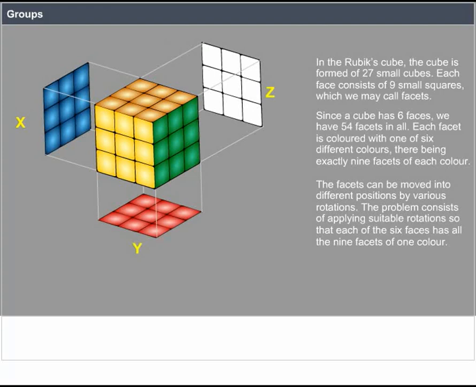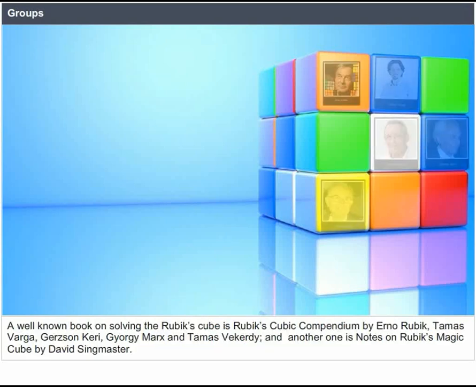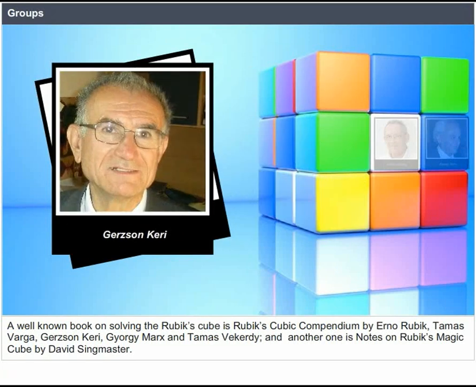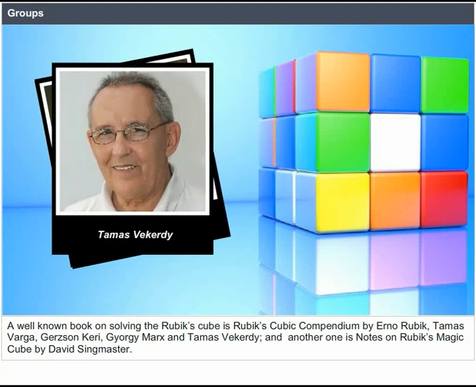Groups. It is possible to solve the Rubik's cube without knowledge of groups, but the fast algorithms which solve a cube from any initial position in 20 moves or less use group theory. A well-known book on solving the Rubik's cube is the Rubik's Cube Compendium by Erno Rubik, Tamas Varga, Gerzson Keri, Gyorgy Marx, and Tamas Vekerdy.